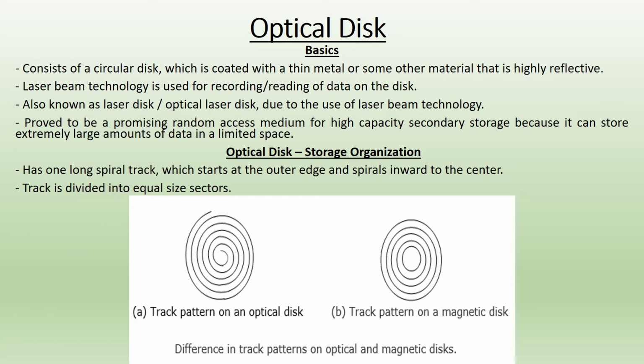All right, so we are going to be covering optical disc now. So what are optical discs? An optical disc consists of a circular disc which is coated with a thin metal or some other material that is slightly reflective. Over here we have two diagrams. Diagram number one is the track pattern of an optical disc, and this one is the track pattern of a magnetic disc.